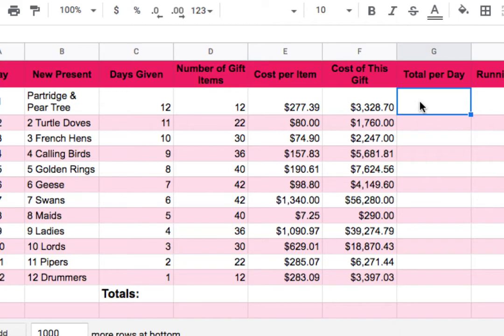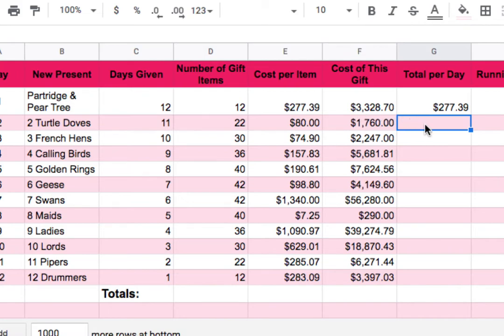Well, remember, two things are happening here. Each day, they are buying a new gift, right? So there are 2 turtle doves, so 2 of these, plus whatever the previous day was. So watch this. Let's see here. On day 1, we gave 1 partridge in a pear tree. So that's 1 times the cost per item there.